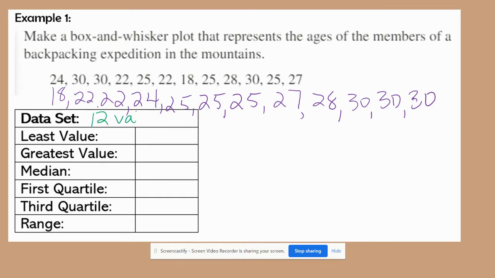We have 12 values in our data set. Our least value is 18. Our greatest value is 30. That gives us a range of 12. We have 30 minus 18 gives us 12. For the median, we've got to come to the middle. So 1, 2, 3, 4, 5, 6. And so 6 and 7, halfway in between is our median. Halfway between 25 and 25 is just 25 because they're the same number.